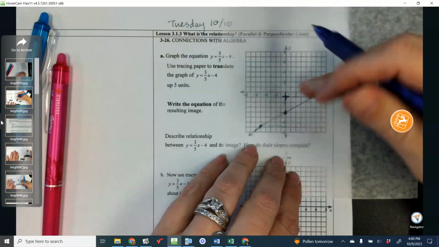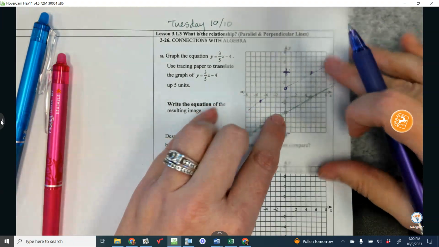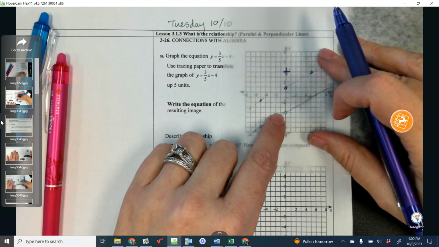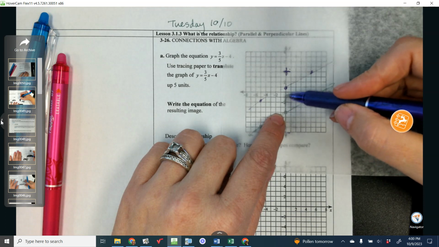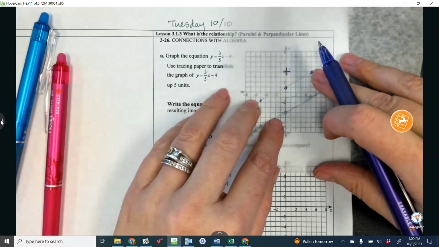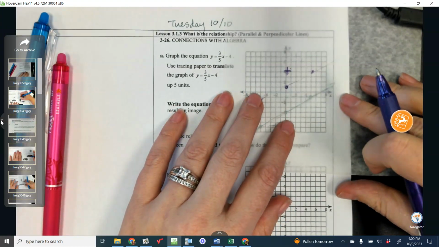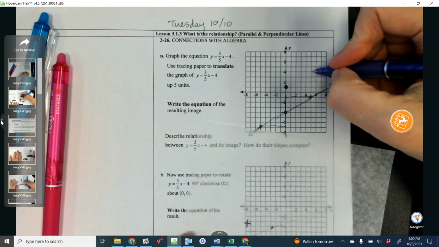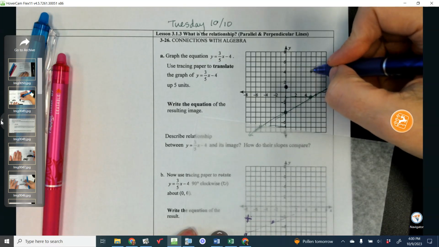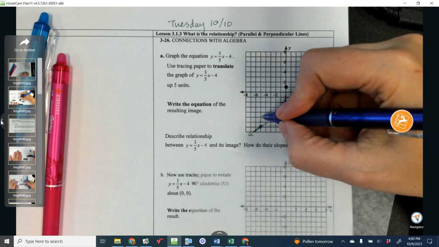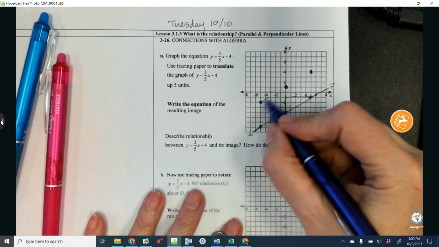So I'm going to shift it up 5 units. So 1, 2, 3, 4. So my new y-intercept is here at, no, that's only 4. 1, 2, 3, 4, 5. My new y-intercept is here at +1. And my slope is still this 1, 2, 3, 4, 5 right there, that dot. And then this one, 1, 2, 3, 4, 5, that dot. There's my new line.